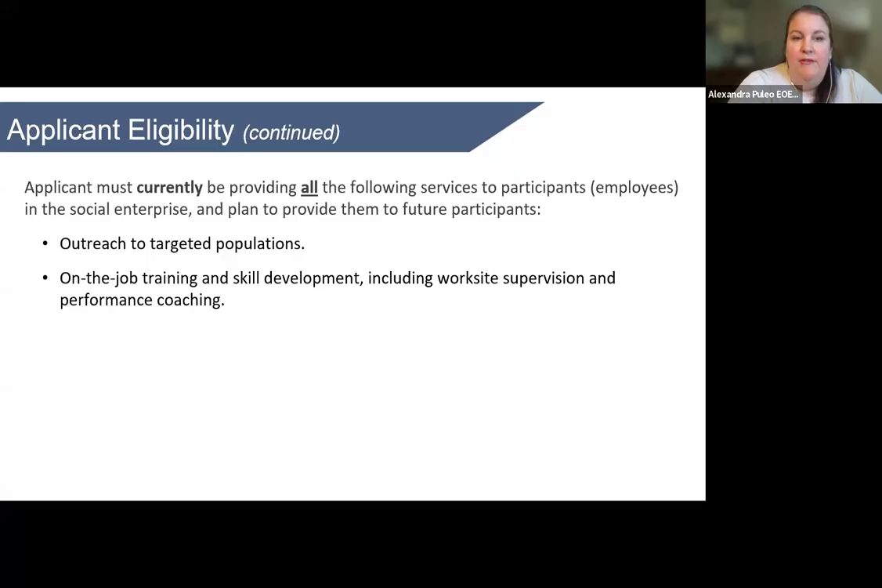You would also need to provide on-the-job training and skill development, including work site supervision and performance coaching. So we're looking at things like, helping folks as you would do in most employment situations, giving them feedback on their performance, talking through challenging issues. Often this involves, right, working with folks to give them multiple chances to work through challenges that they may have in the employment setting.